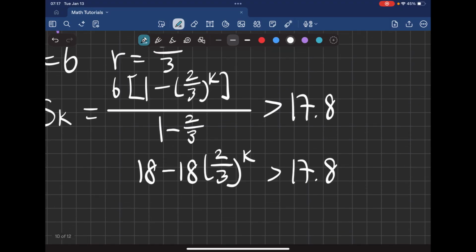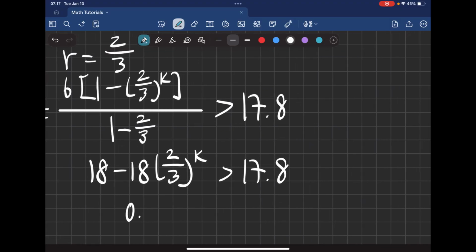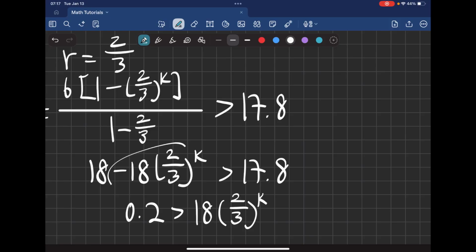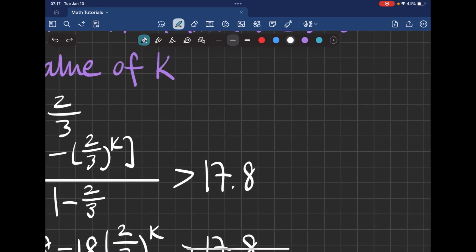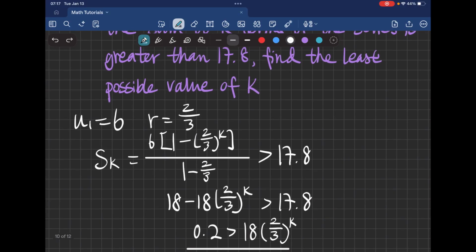And then this yields to 0.2 being greater than 18 times 2 over 3 to the power of k, because I just subtracted 17.8 from 18, and then I moved this term to the right side. Now we can rewrite this as 1 over 90 by moving 18 to the left side, which is greater than 2 over 3 to the power of k.